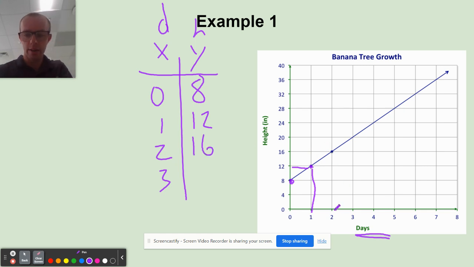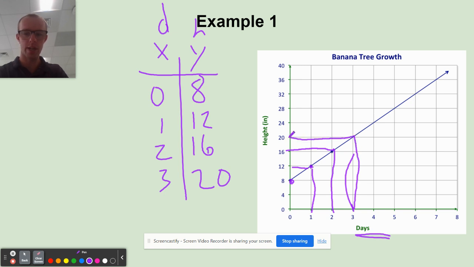Again, I can see this on the graph. At day 2, I'm at a height of 16. Day 3, I add 4 again. And at 3 days, the height is 20. Again, you can see this on the graph. Day 3, I'm not doing a very good job of drawing a straight line. We are at 20. All right.